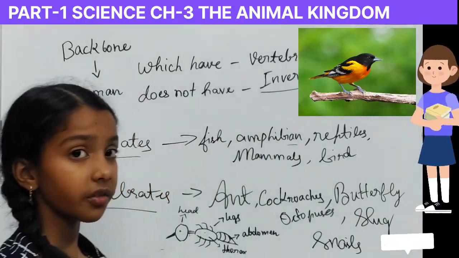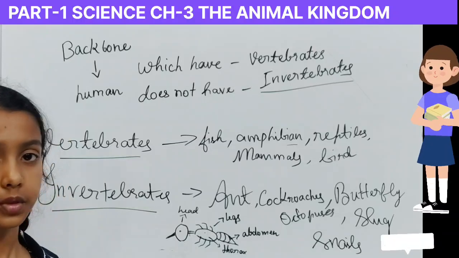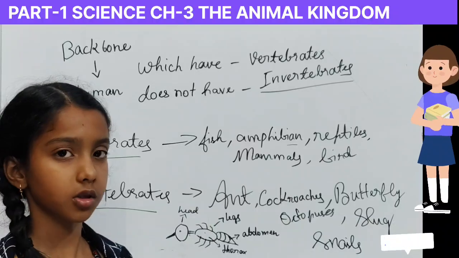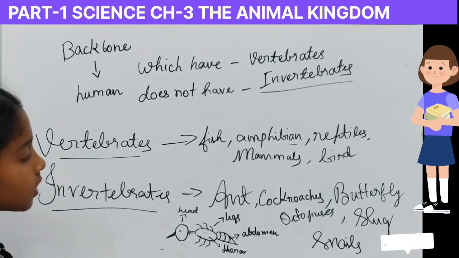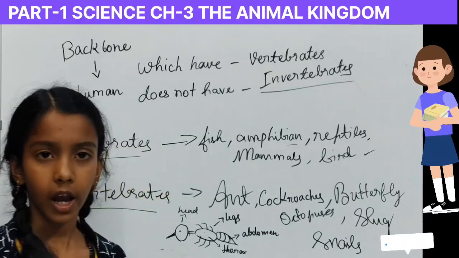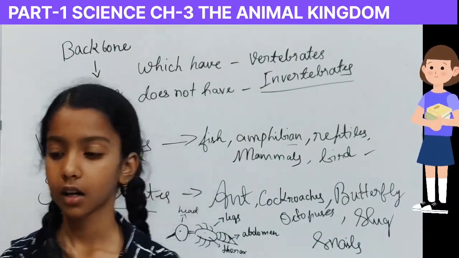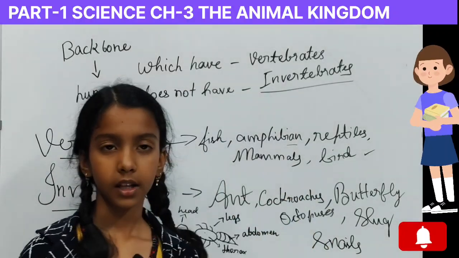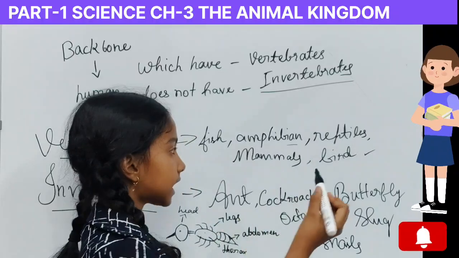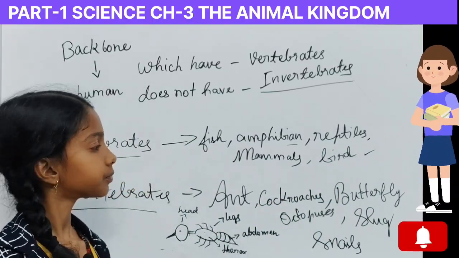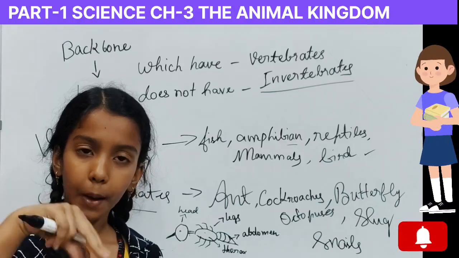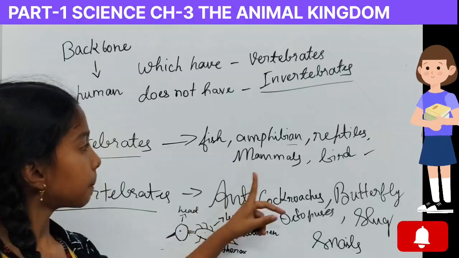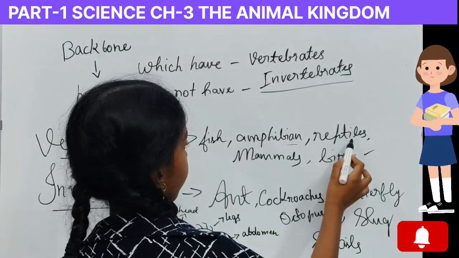Bird is also a vertebrate. We cannot say that it doesn't have a backbone. The bird also has a backbone. Okay, you have seen a bird, it's a creature that flies in the sky. It has wings to fly and it lays eggs. From that, the young ones hatch out. And now the meaning of mammals, amphibian and reptiles.